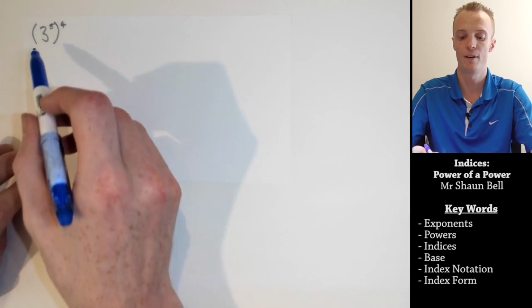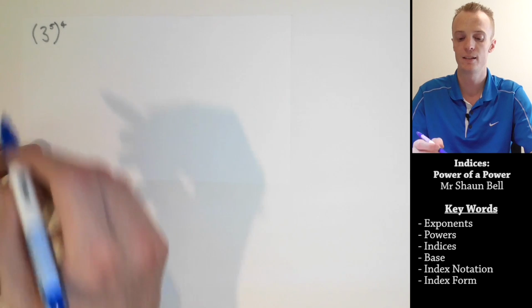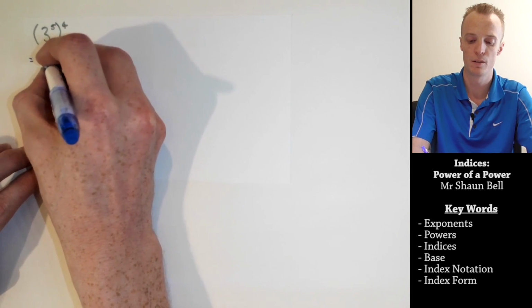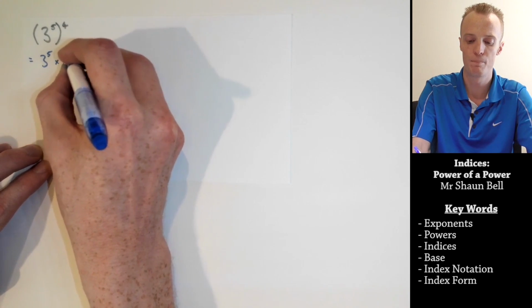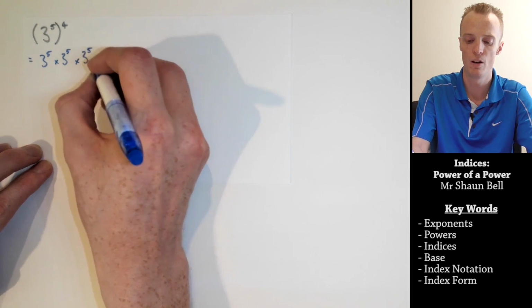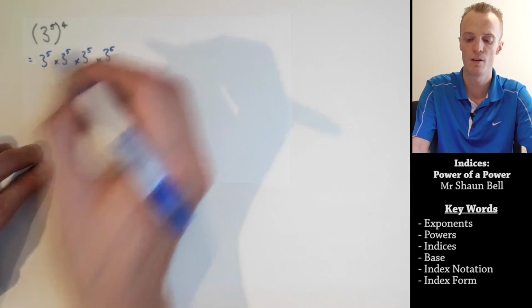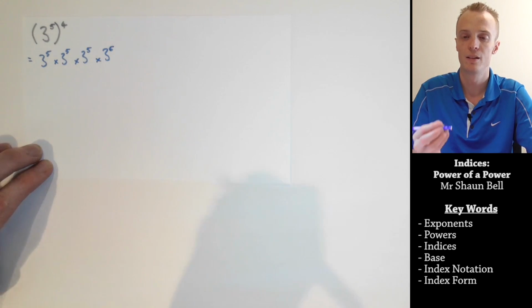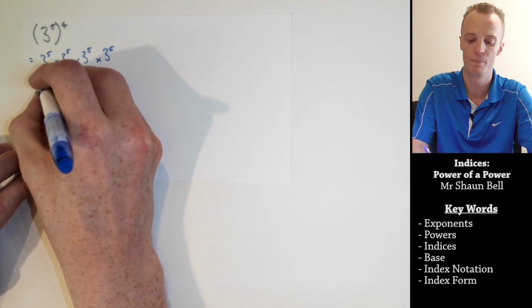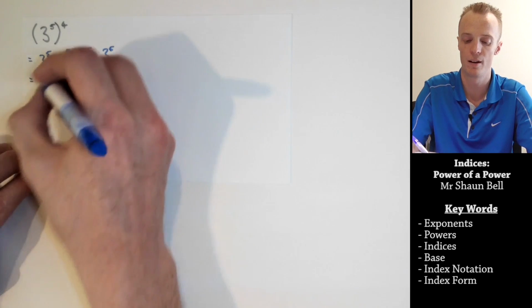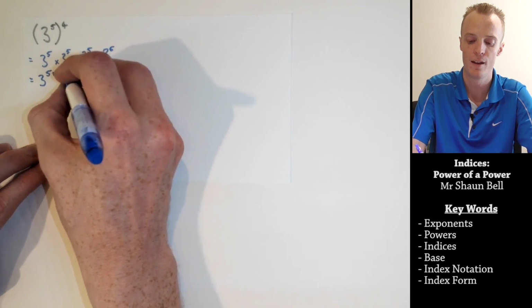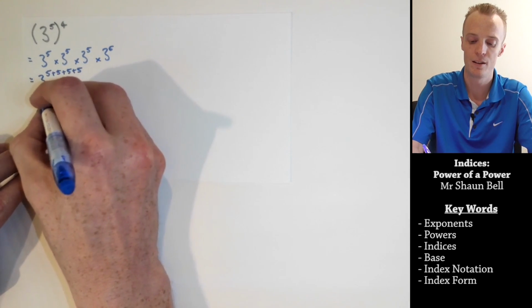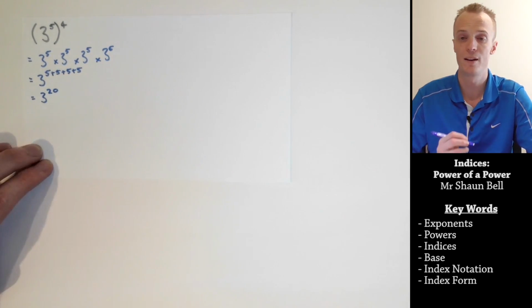Here in front of me now, I have 3 to the power of 5, all raised to the power of 4. If we were to write this out, that is equal to 3 to the power of 5 multiplied by itself a total of 4 times. Now, we know that when we multiply the same base together with the powers, we need to add the powers together. So we keep the same base, and that's going to be 3 to the power of 5, add 5, add 5, add that last 5. When we add these together, that is equal to 3 to the power of 20.